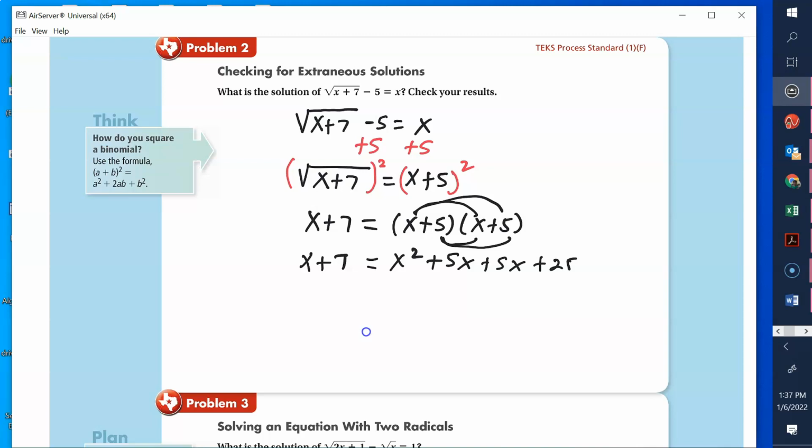What do we do next? What is that called? Combine like terms. So what do we have? x squared plus what? And what do we have here? So how do we solve this?